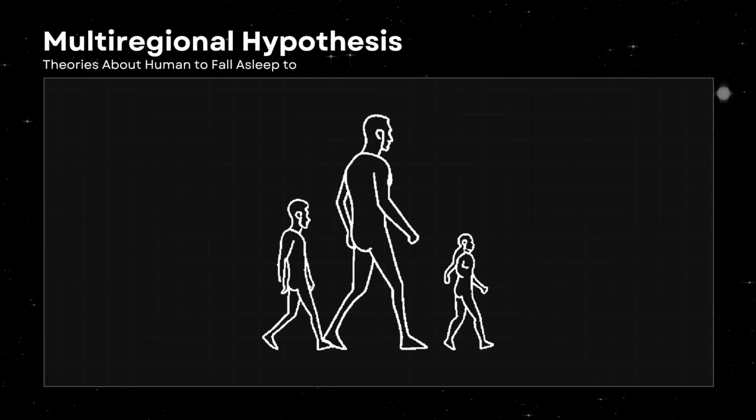Whether humans came from one place or many, the process was long, complex, and shaped by many factors: climate, tools, movement, and contact with others. The multi-regional hypothesis offers one way to think about that process by focusing on how human groups changed while staying connected across time and space.